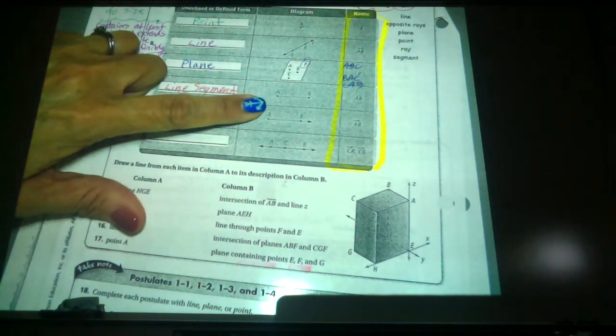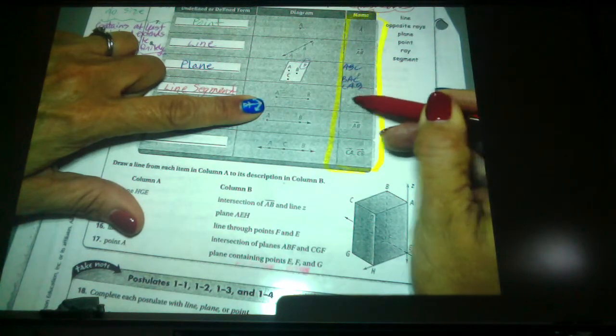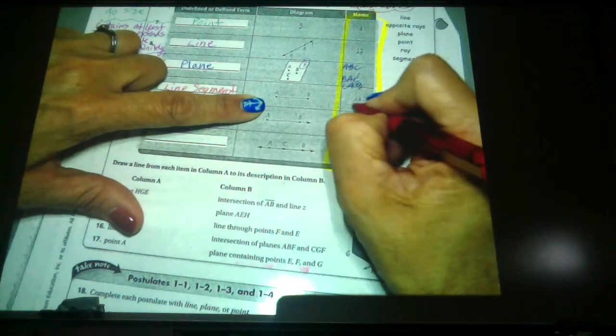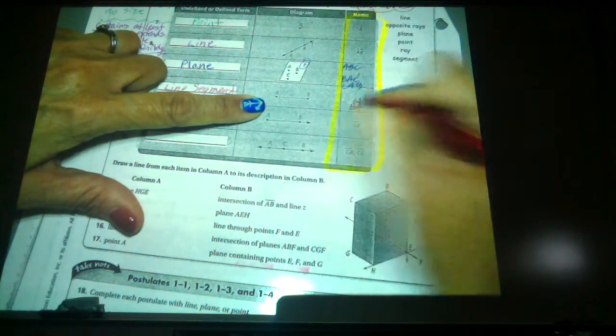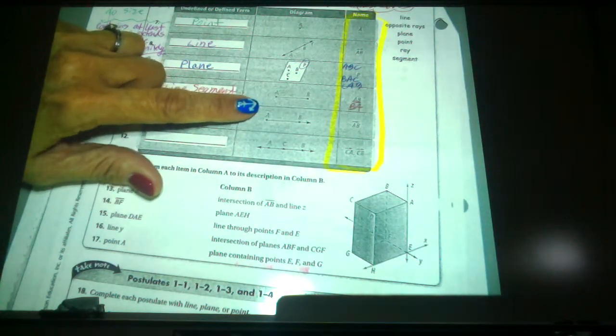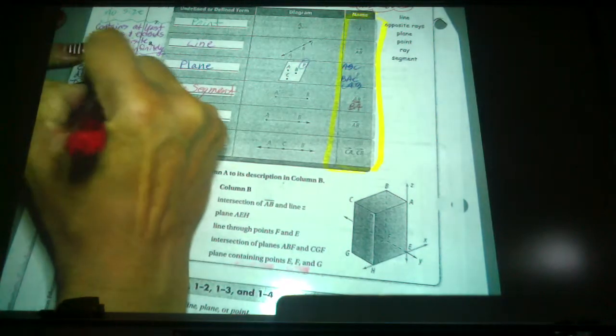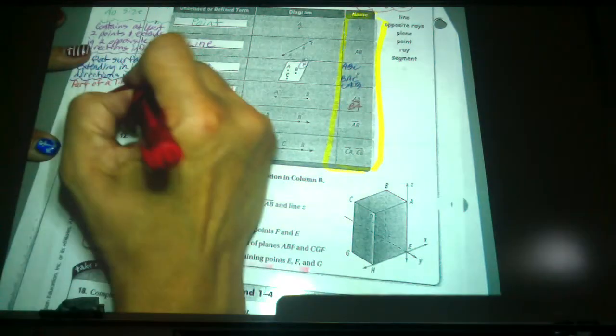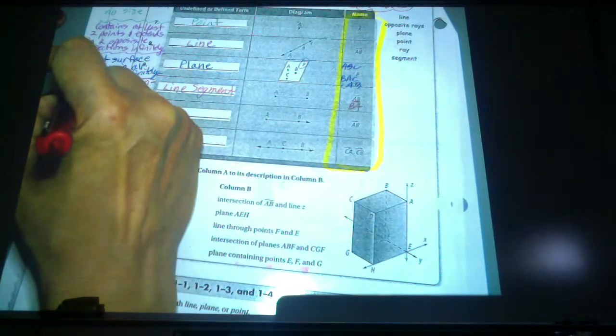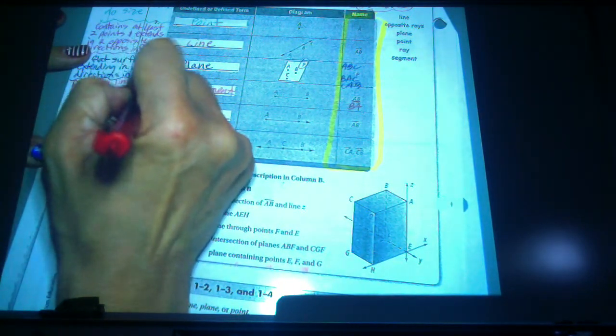So this line segment can be named AB, and notice that it's got a line segment above it, no arrows on it. You could also have named it BA, also with a line segment above it. Either one of those are acceptable. It's the same name for the same segment. And so your true definition for a line segment is part of a line containing 2 endpoints and all points in between.